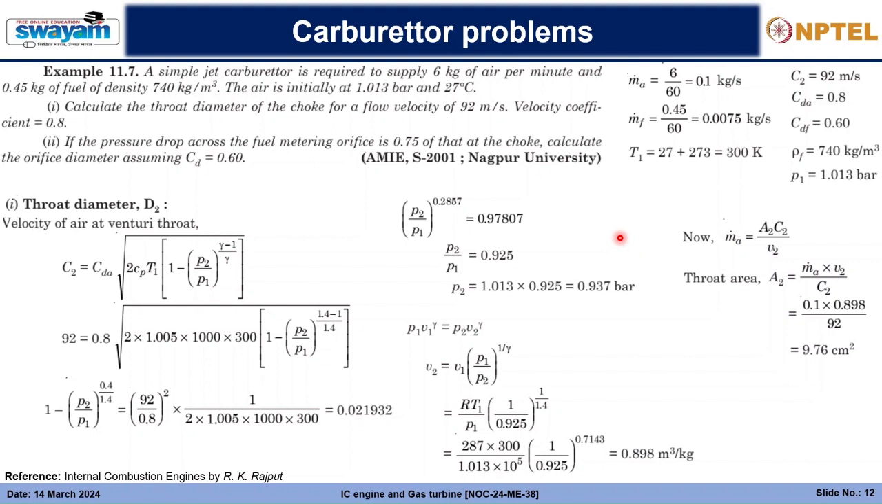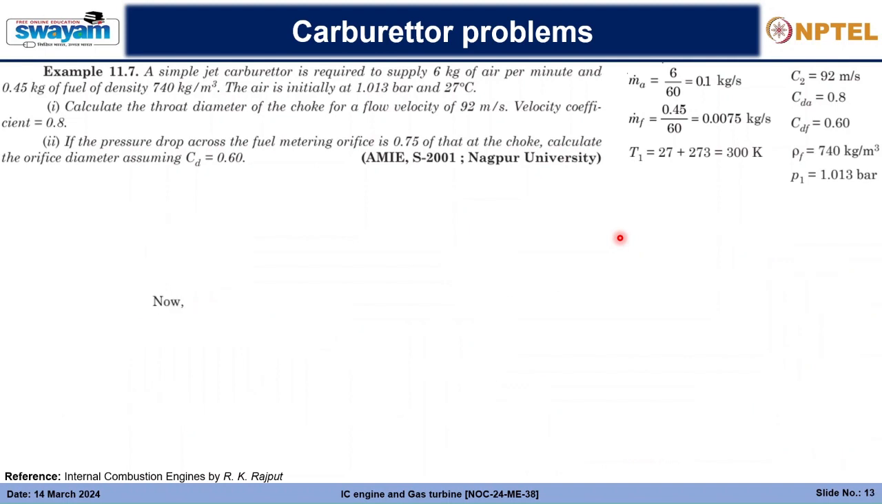So we need the throat diameter. We will solve for the diameter part. We find D2 because A2 equals pi by 4 D2 square, and we find the value of diameter D2 to be 3.525 centimeter. Okay, that's good. Now we need to calculate the orifice diameter df, right?